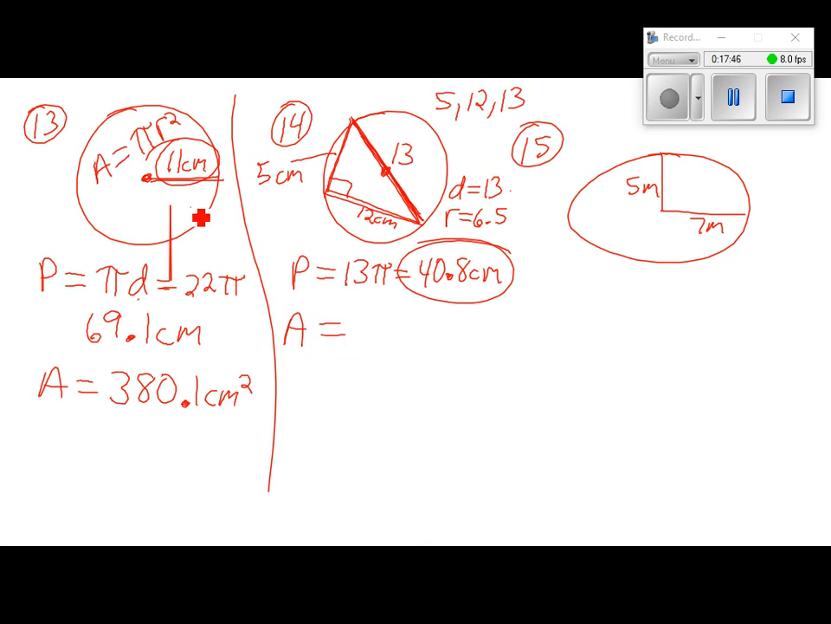Area is pi times radius squared, just like on the last one. So we punch in pi times 6.5 squared. If you punch all that into your calculator, you end up with 530.9 centimeters squared.